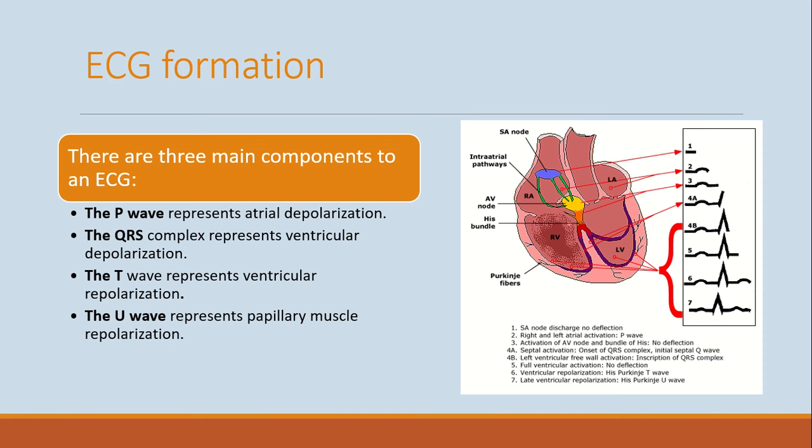In the ECG formation, there are three main components of the ECG: the P wave, the QRS complex, the T wave and the U wave. The P wave represents atrial depolarization, the QRS complex represents ventricular depolarization, the T wave represents ventricular repolarization, and the U wave represents papillary muscles repolarization.